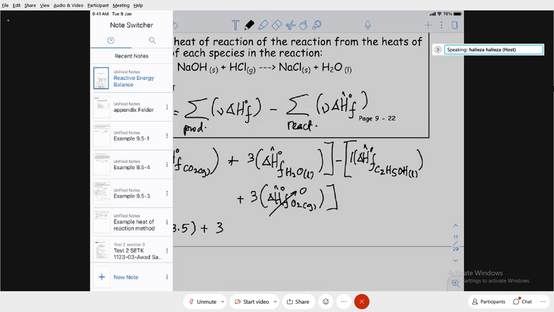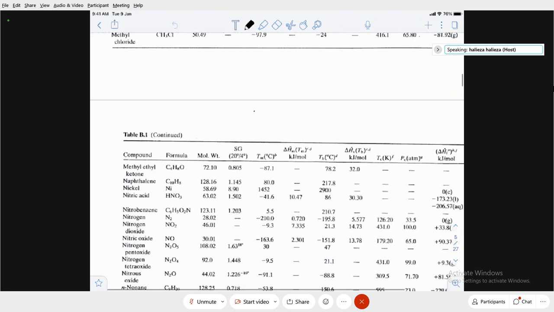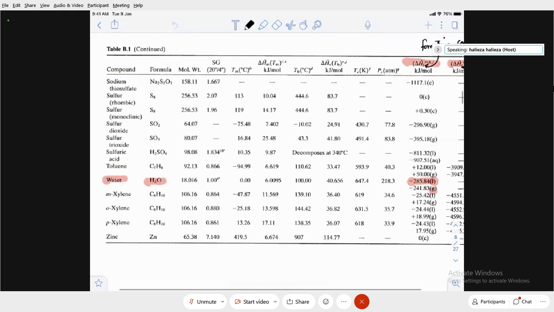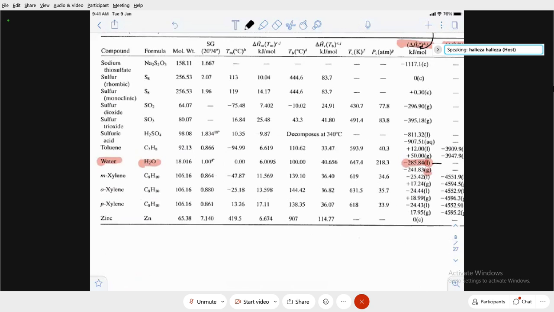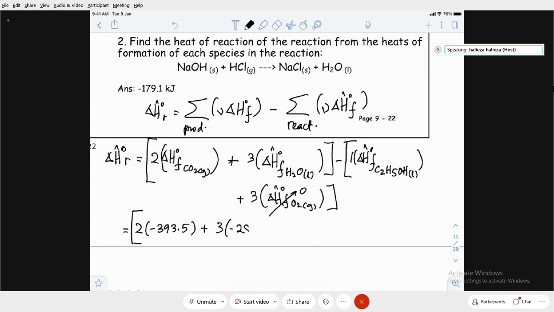Okay, for another, we need to look up the heat of formation of liquid water. So let's look at our appendix for liquid water. We did mention this earlier, the heat of formation of liquid water. So liquid water is here. That's negative 285.84. Okay, negative 285.84. That's your product. Minus the heat of formation of your ethanol, liquid phase.